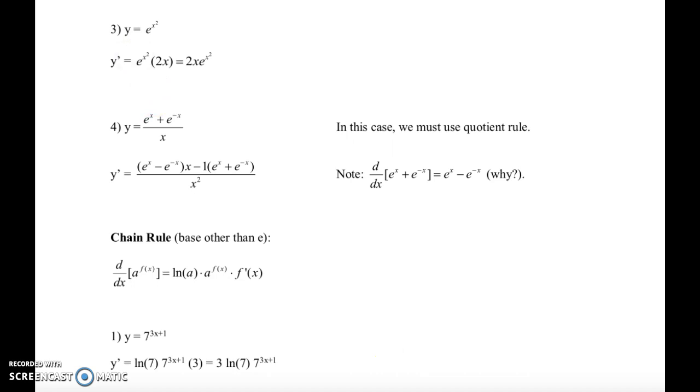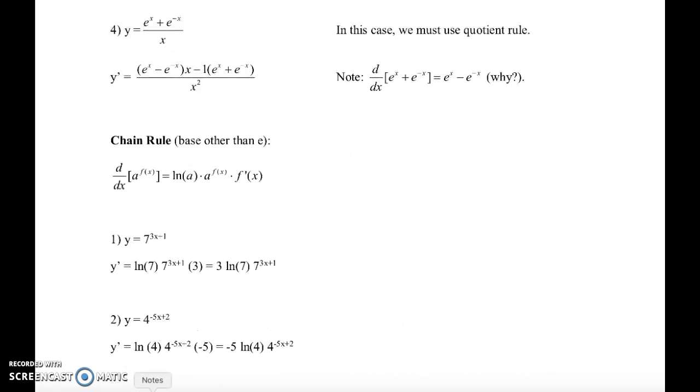All right, a couple more examples for us. So here we have y is equal to the base 4 to the power of negative 5x plus 2. And remember, our rule for this when we take the derivative is natural log of the base times the base to the exponent, negative 5x plus 2, times the derivative of the exponent, because it's something other than x, which is negative 5. And again, we're going to pull that negative 5 to the front. We can't multiply it by anything else because, again, we have a natural log and an exponent. And we end up with negative 5 ln of 4, 4 to the power of negative 5x plus 2.